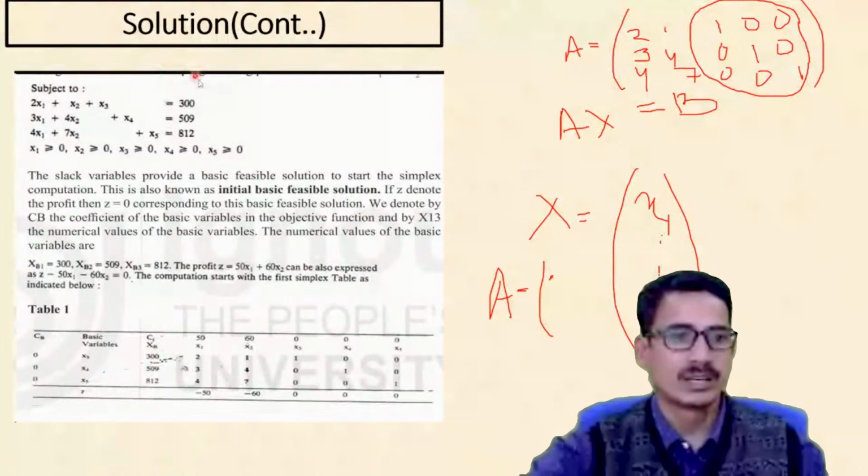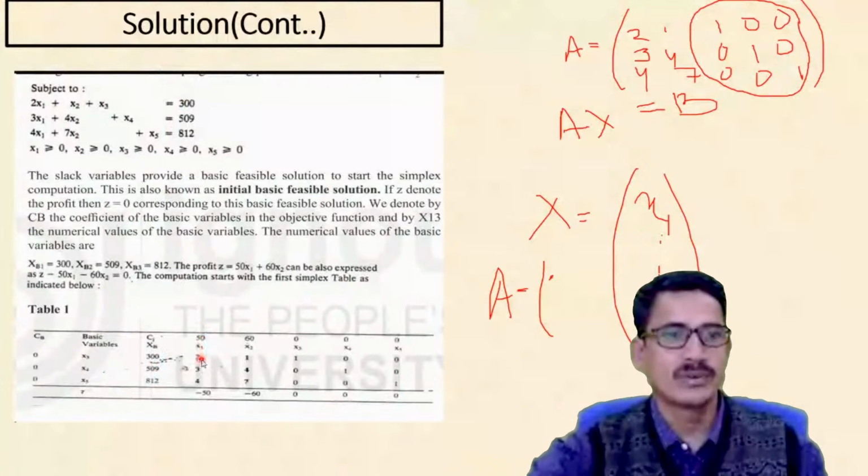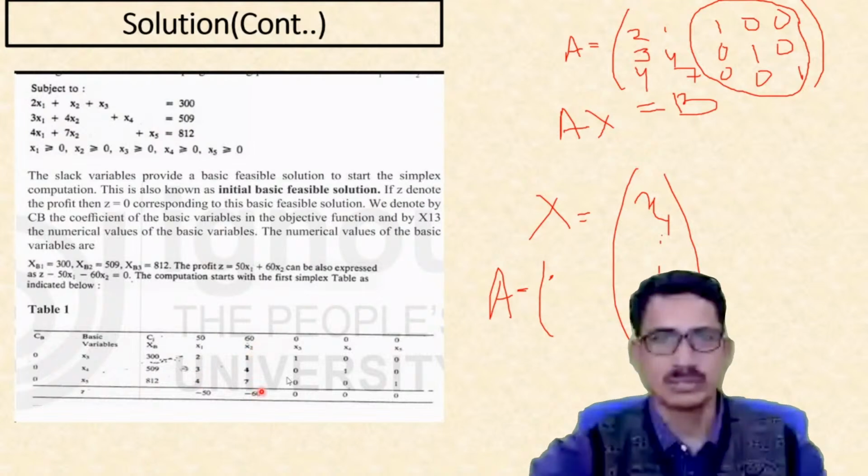Now what is XB? XB means the right-hand side. What are we taking as b? 300, 509, 812. Now the x1, x2, x3 coefficients you can copy from this: 2, 3, 4, 1, 4, 7. See, 2, 3, 4 is written, then 1, 4, 7, then 1, 0, 0, 0, 1, 0, 0, 0, 1.